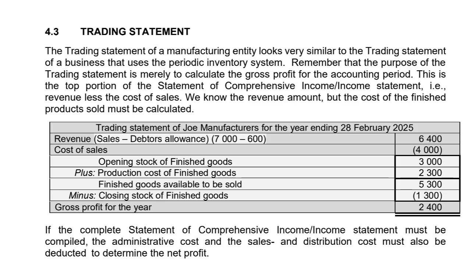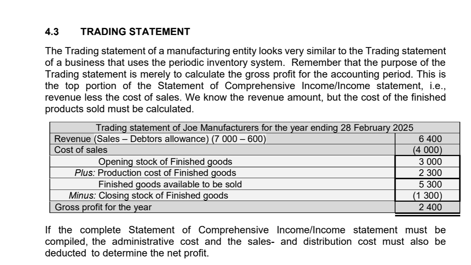4.3 Trading Statement. The trading statement of a manufacturing entity looks very similar to the trading statement of a business that uses the periodic inventory system. Remember that the purpose of the trading statement is merely to calculate the gross profit for the accounting period. This is the top portion of the statement of comprehensive income or income statement. In other words, it is your revenue less the cost of sales. We know the revenue amount, but the cost of the finished products sold must then still be calculated.